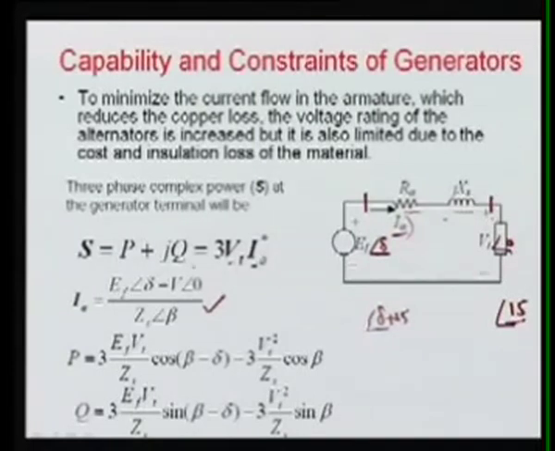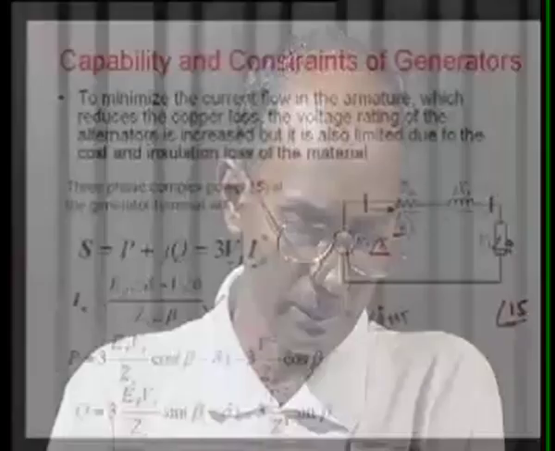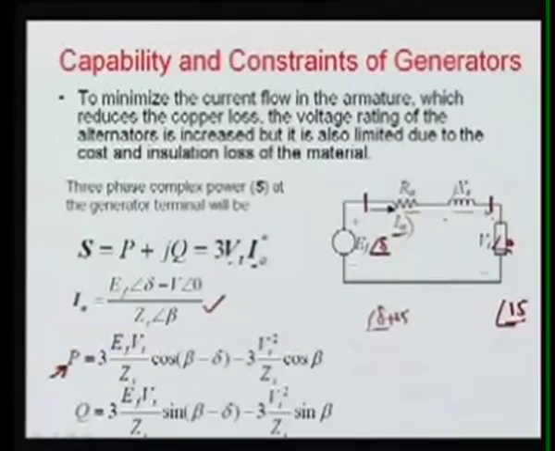If you will put this value here and you will take real and imaginary components separately, then we can see the real power at this terminal here P will be nothing but 3 times EF Vt upon Zs cos(beta minus delta). Here the beta is the angle of here, means the angle, if you say this is your R, this is your XS, this R, so this angle is your beta.